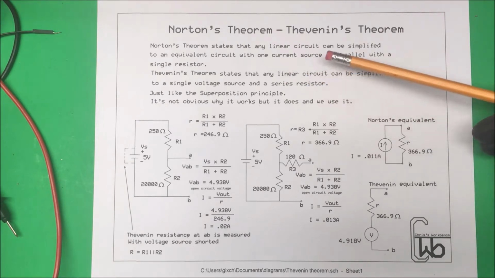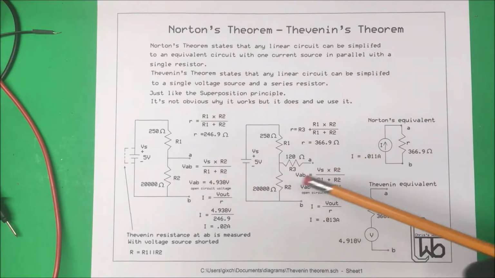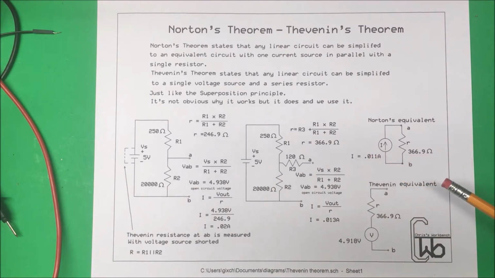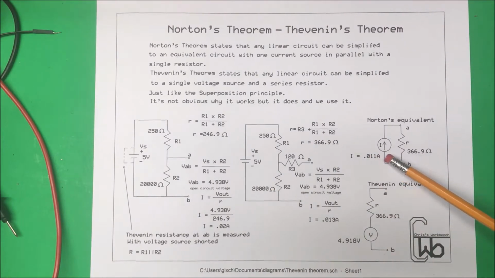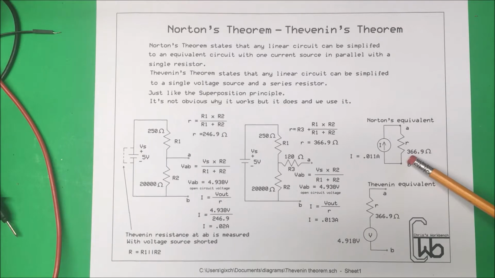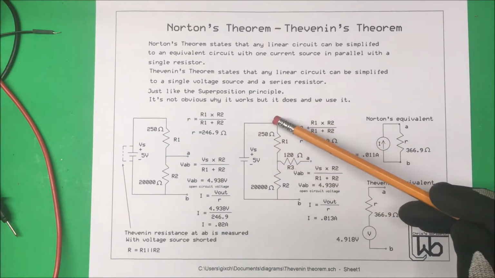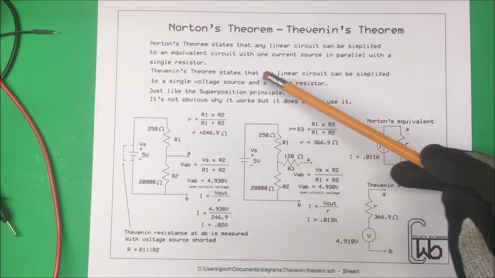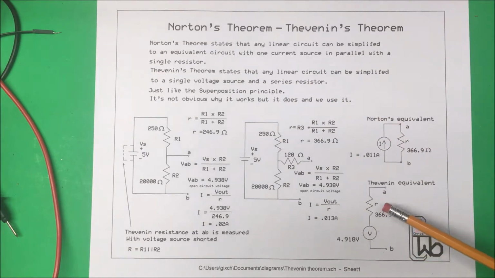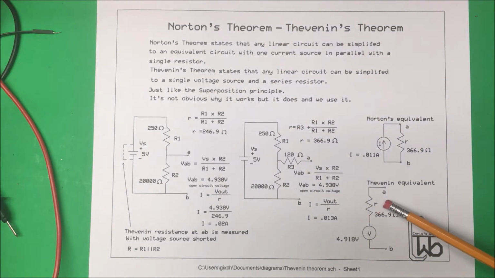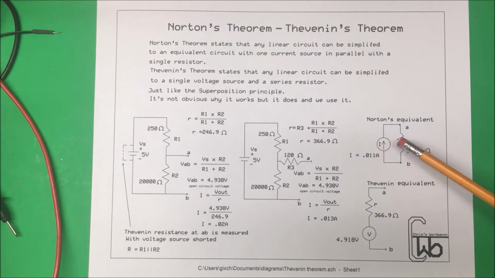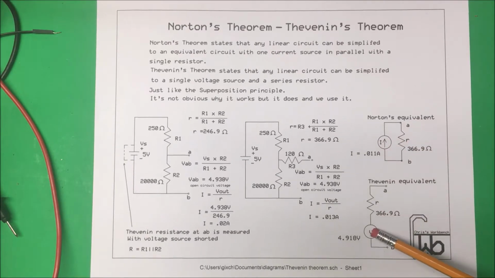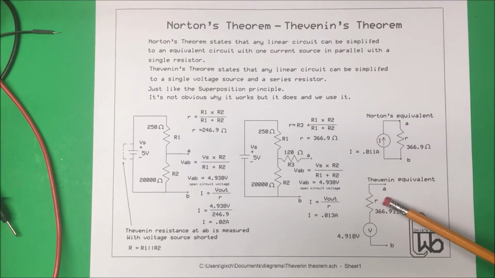Now, for Norton's theorem, it states that any linear circuit can be simplified into an equivalent circuit with one current source in parallel with a resistor. And Thevenin's theorem states that any linear circuit can be simplified to a single voltage source in series with a resistor. So this is current in parallel with a resistor, and this one is voltage in series with a resistor.